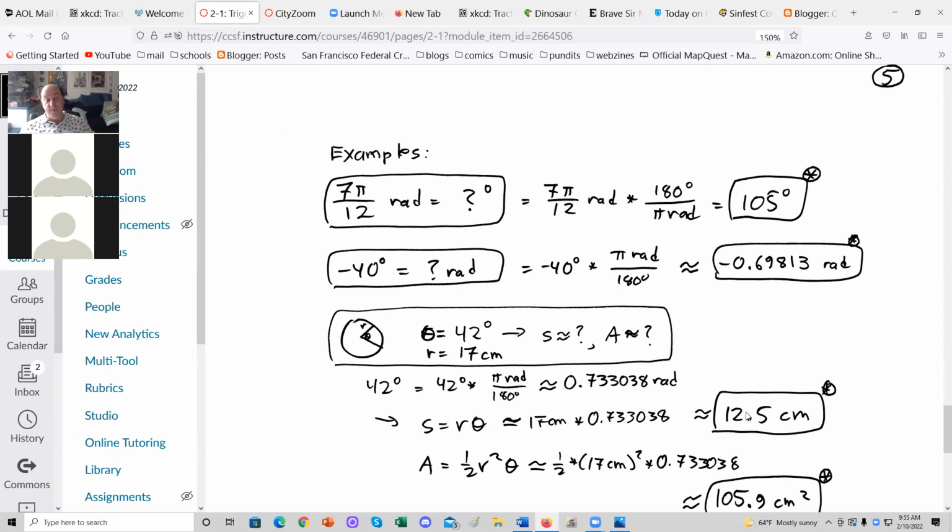So more examples. 7/12 pi radians is what? Well, this is radians, so I want to multiply by degrees per radian. And it's 180 over pi degrees per radian. And then here, after canceling radians, times 7 pi over 12 and some arithmetic, you get 105 degrees.